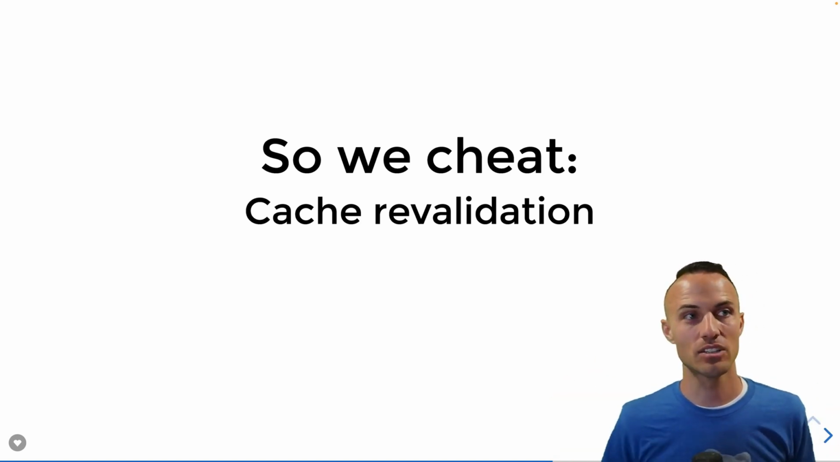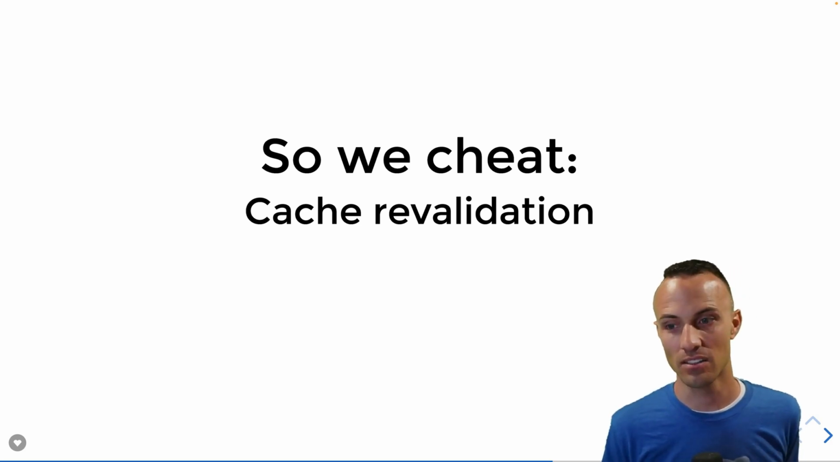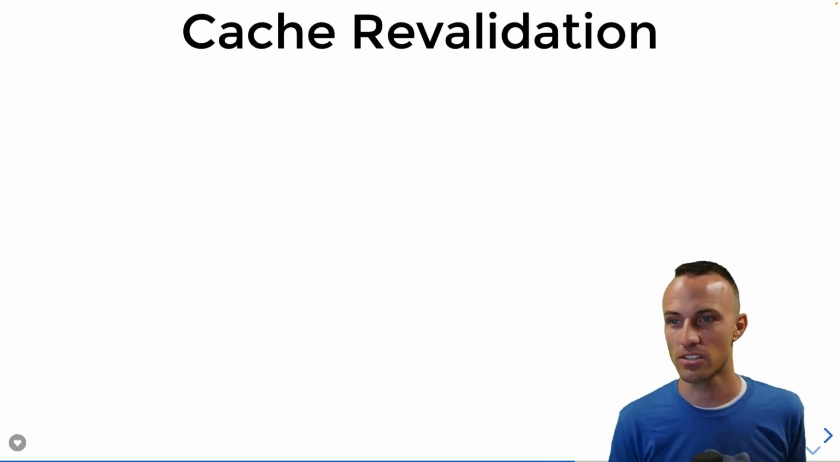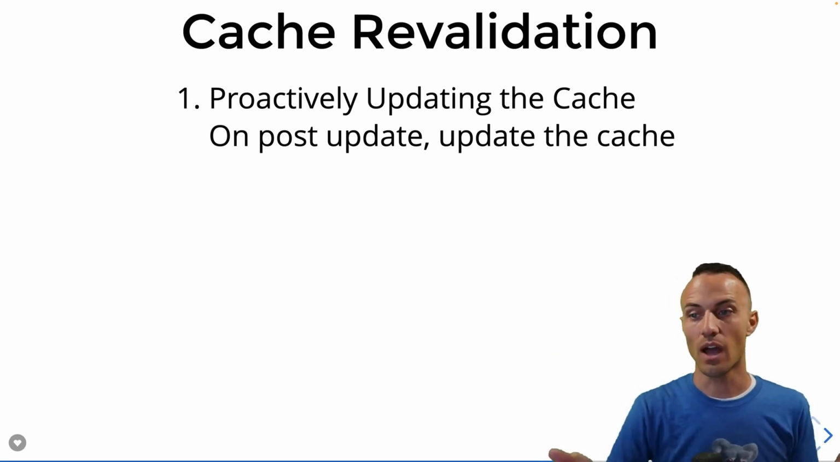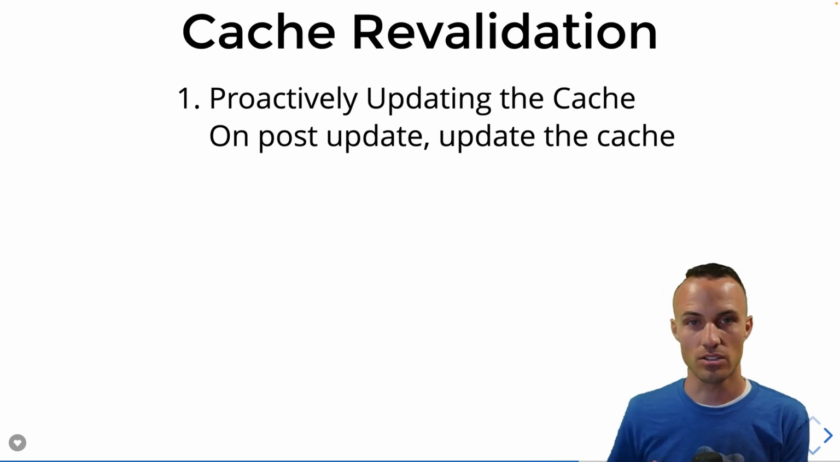We're going to acknowledge and embrace the fact that we don't have the ability to provide all cache keys, and we're going to revalidate. And there are a couple different approaches for this. So let's talk about cache revalidation. There are a couple options. You can proactively update the cache. So for example, on a post update, you just update the cache.